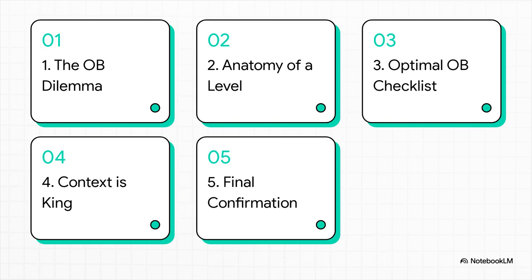We'll kick things off with what I call the order block dilemma. Then we'll dive deep into the anatomy of a powerful level. After that, we'll build a simple checklist to grade these levels, talk about why context is everything, and then wrap it all up with how to get that final confirmation before you pull the trigger.